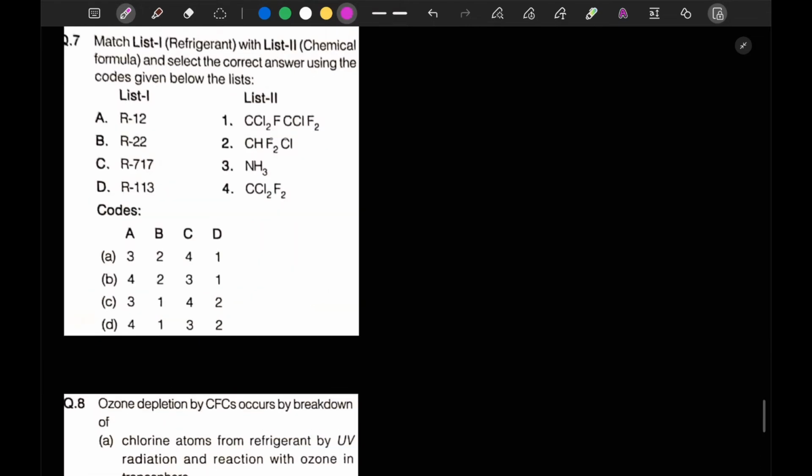In this question it is mentioned: match list 1 and list 2 of chemical formulas. Select the correct answer using codes. So we have to write the formula for, so we know that for inorganic, R717 is for NH3. Okay, so C belongs to third. From here we can see either of these options. So let's calculate for R12. If we see R12, we write R0 1 2, so this is our M minus 1, N plus 1 and P. Okay, so M is equal to 1, N is equal to 0 and P is equal to 2.